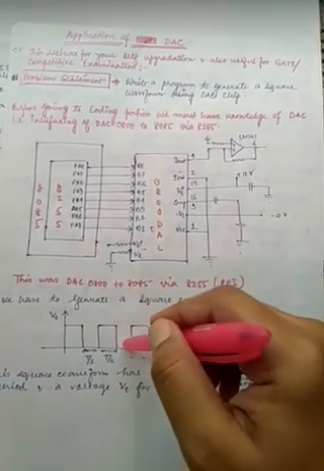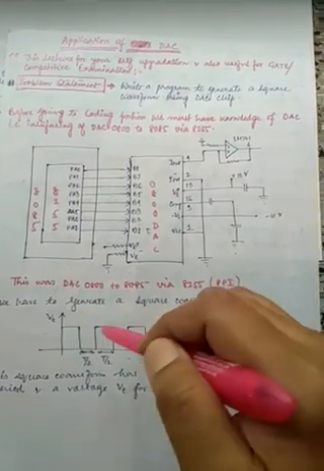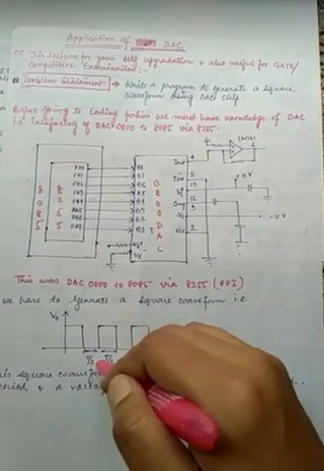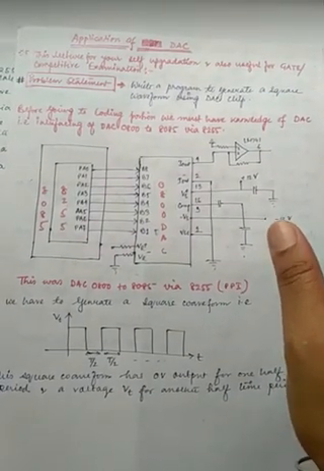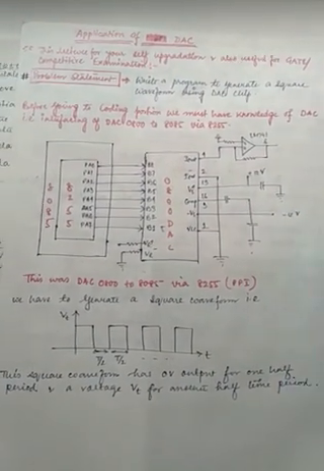And the time duration of each and every pulse, including the blank portion, is T by 2. So half of the time period, so the total time period is T, right? The total time period is T.